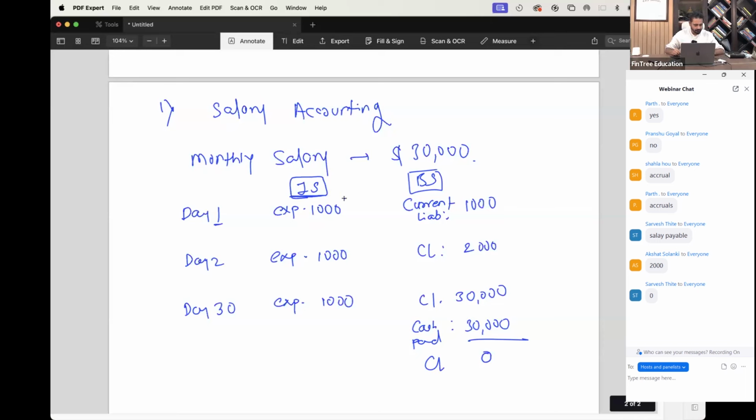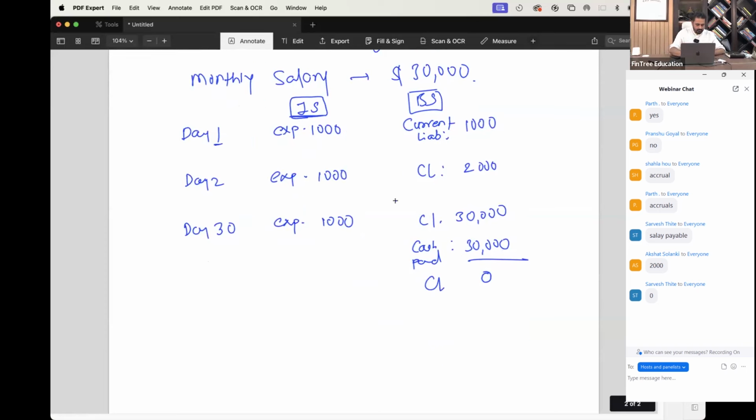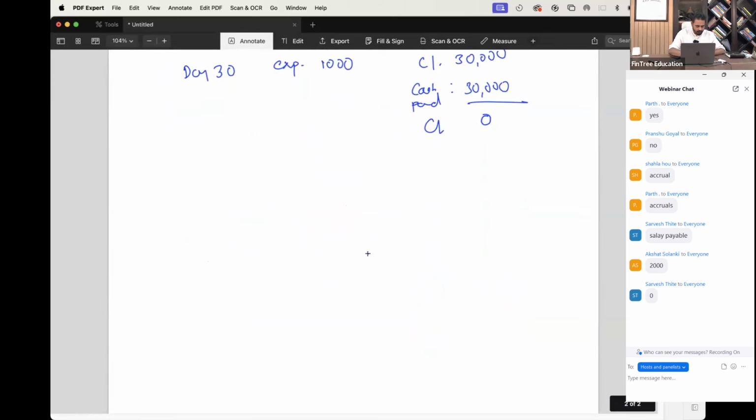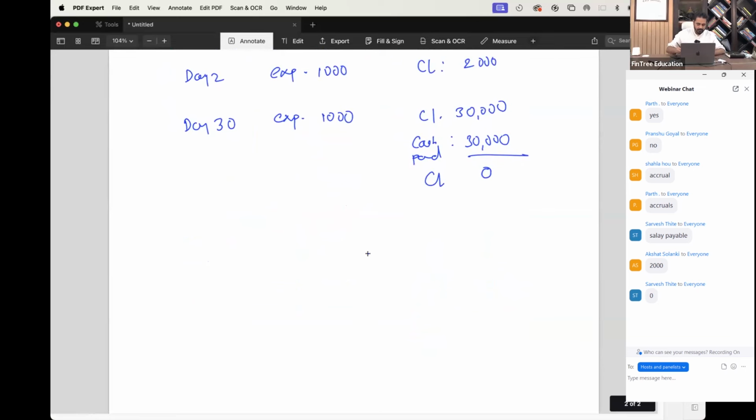Is this okay? Any questions here? No. All right. By the way, in case you're interested, this is IAS 19. This is the IFRS accounting standard. Now, some terms and concepts that I want to cover here.